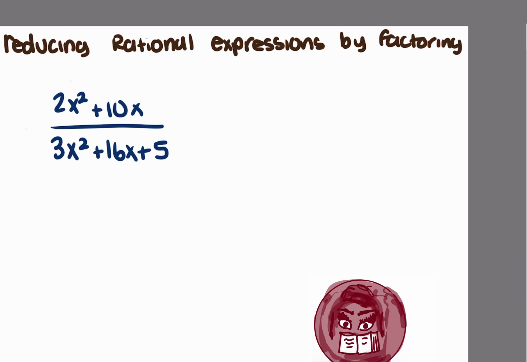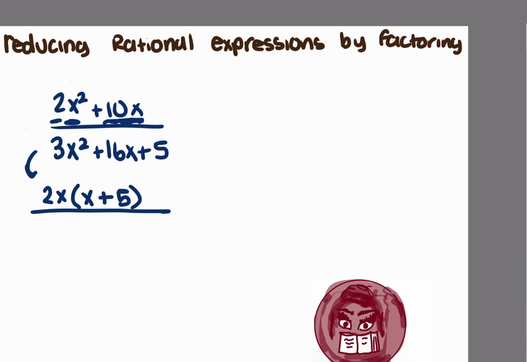Okay. So the top is not at its fully simplified form yet because we can see there's an x right here, an x right here, 2 that goes into a 10. So that can be taken out from the equation and put on the side. So we go down and we do 2x parentheses x, because 2x times x is 2x squared, plus 5, because 2x times 5 is 10x, which is what we had on the top.